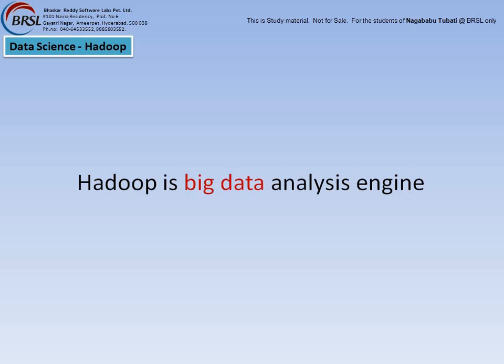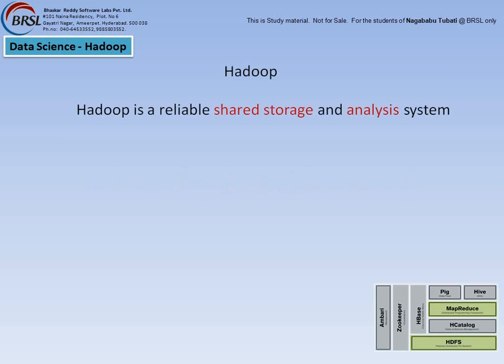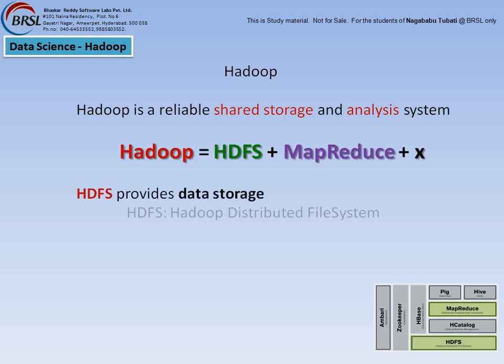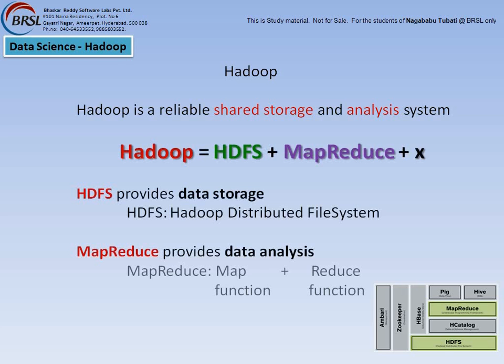Now let us conclude. Let us see what we have learned so far. Hadoop is a big data analysis engine. Hadoop is a reliable shared storage and analysis system. Hadoop is a combination of HDFS, MapReduce and several other tools. HDFS is for data storage and MapReduce is for data analysis. This is what Hadoop is.